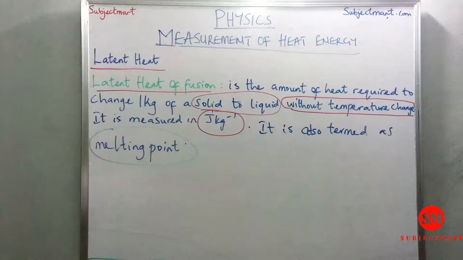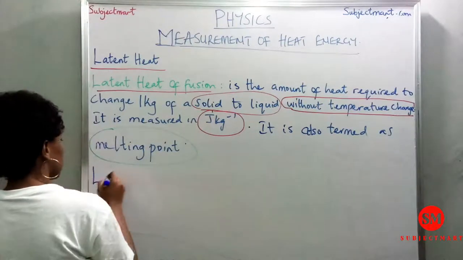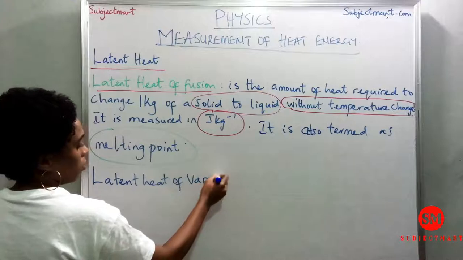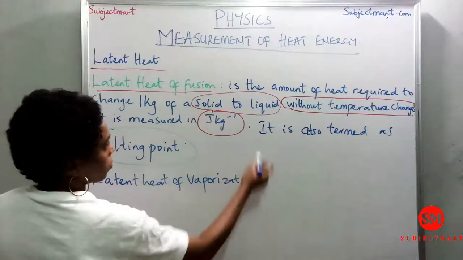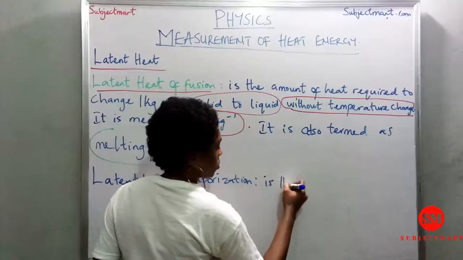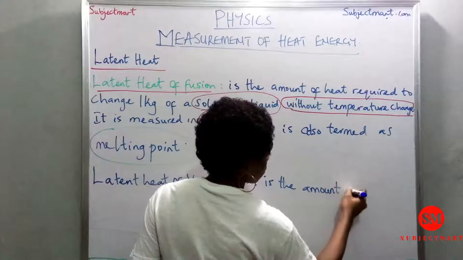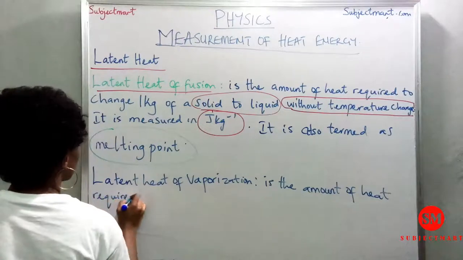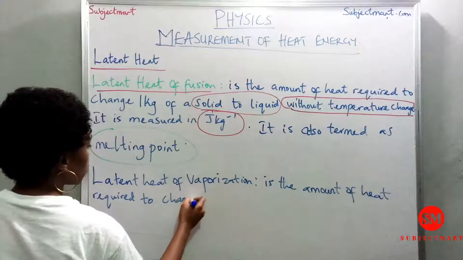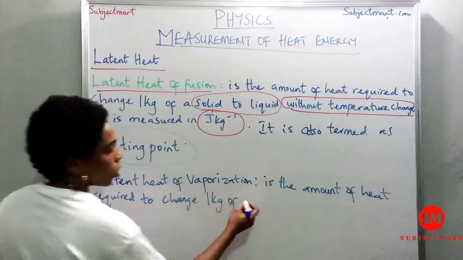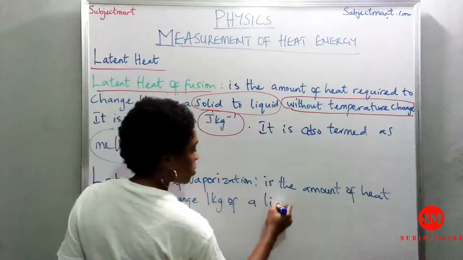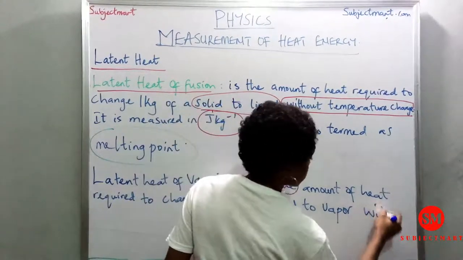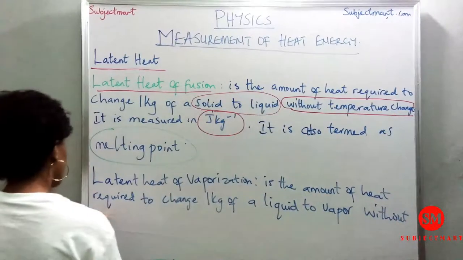While latent heat of vaporization, on the other hand, is the amount of heat required to change 1 kilogram of a liquid to vapor without changing temperature.